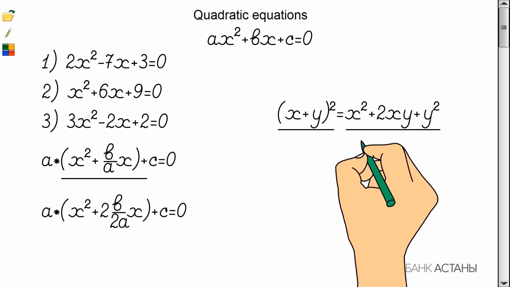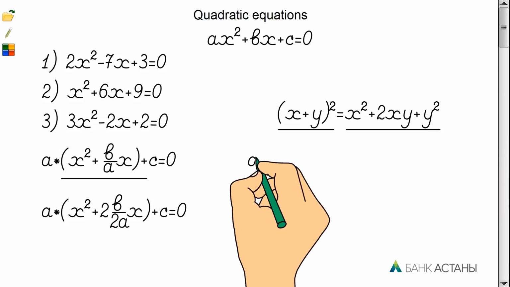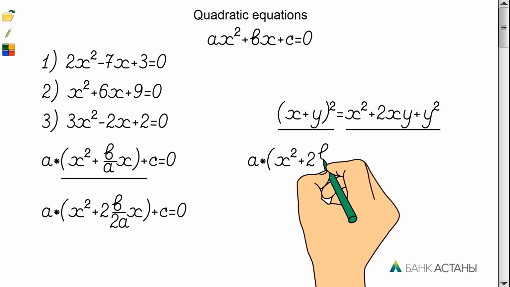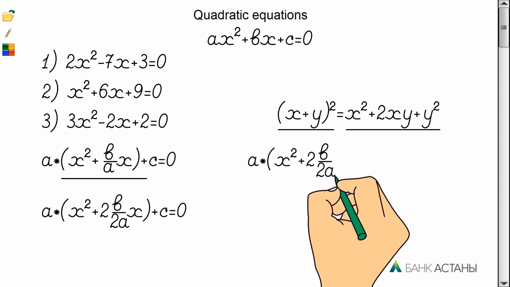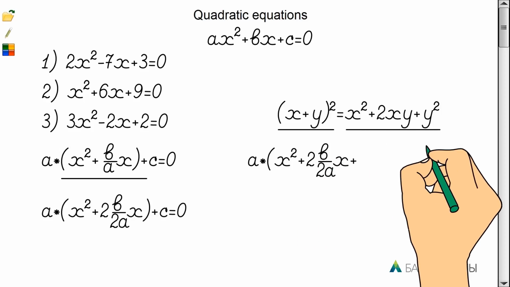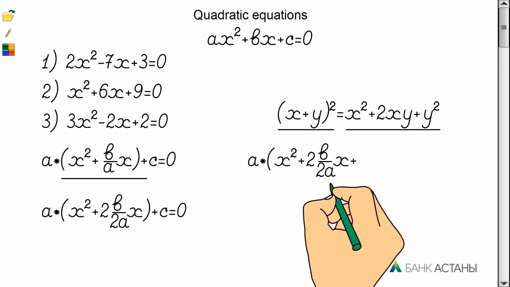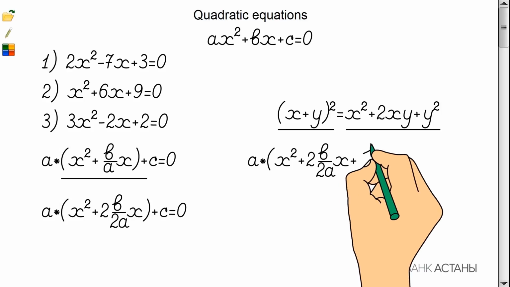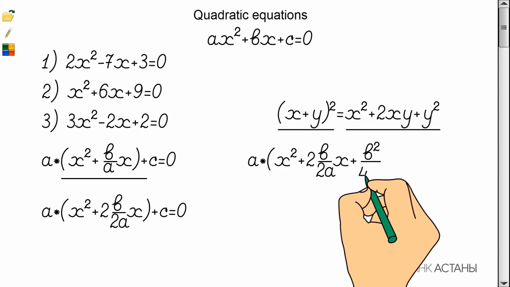Now we have to add a third term to get a full square trinomial. What should be the third term? It must be equal to the square of the coefficient of x. Here it is b/2a. Consequently, the third term is b²/4a².